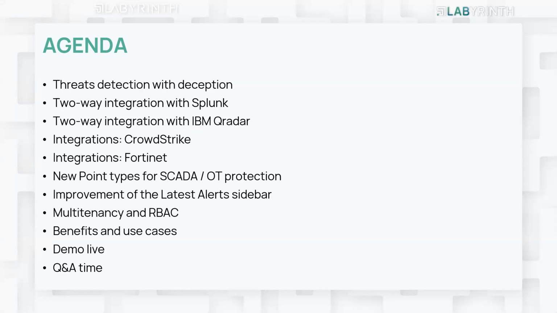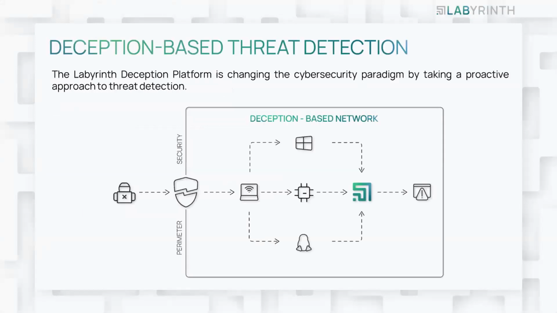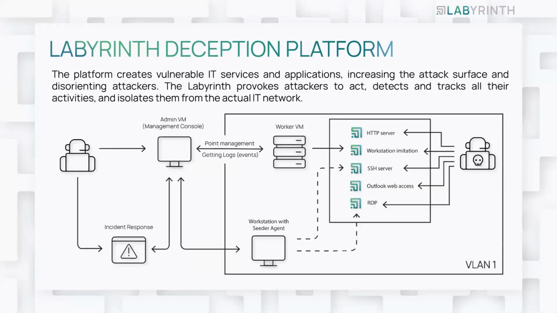First, what we are doing in our business: we are delivering threat detection based on deception. It is the technology that we use to find all intruders in company networks. It can be an IT network or, right now, an OT network. So we can work on different systems.